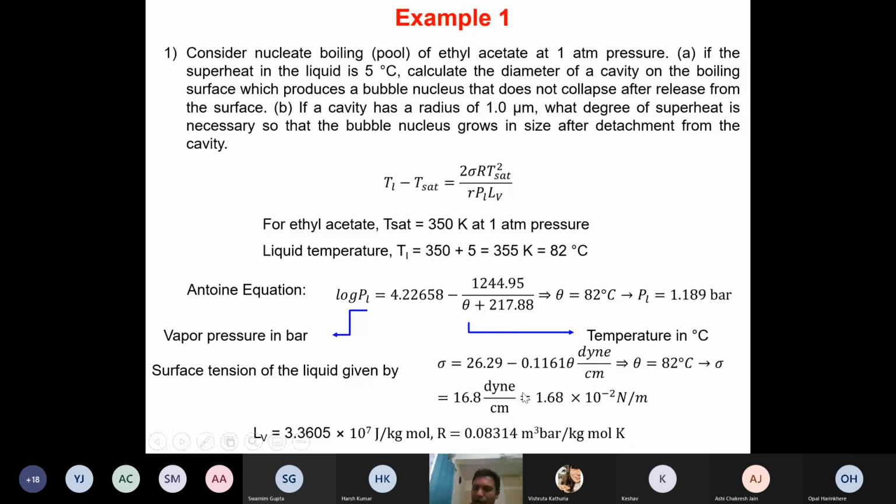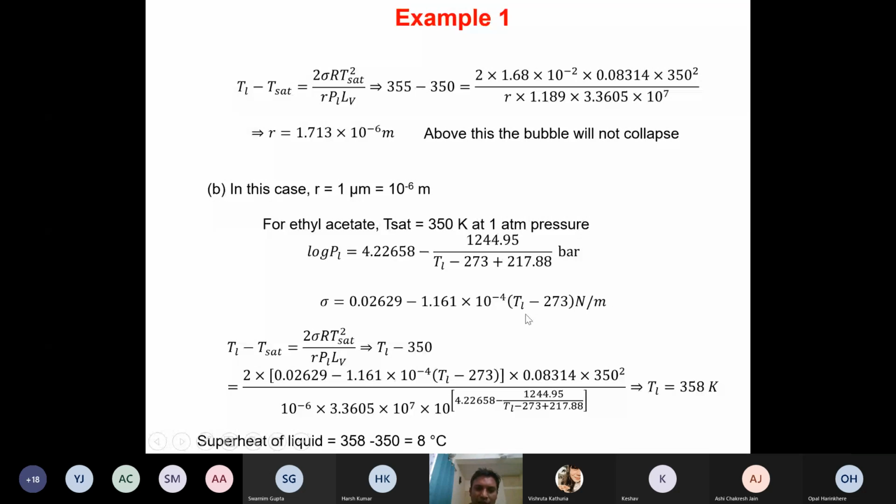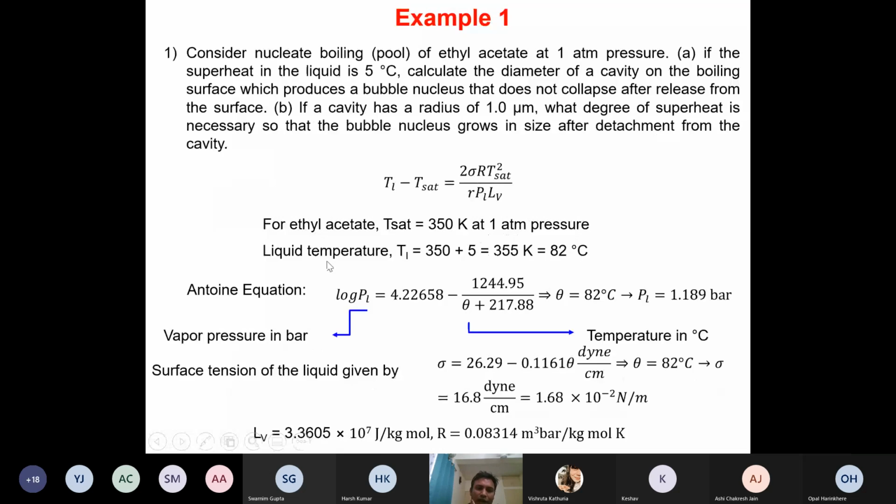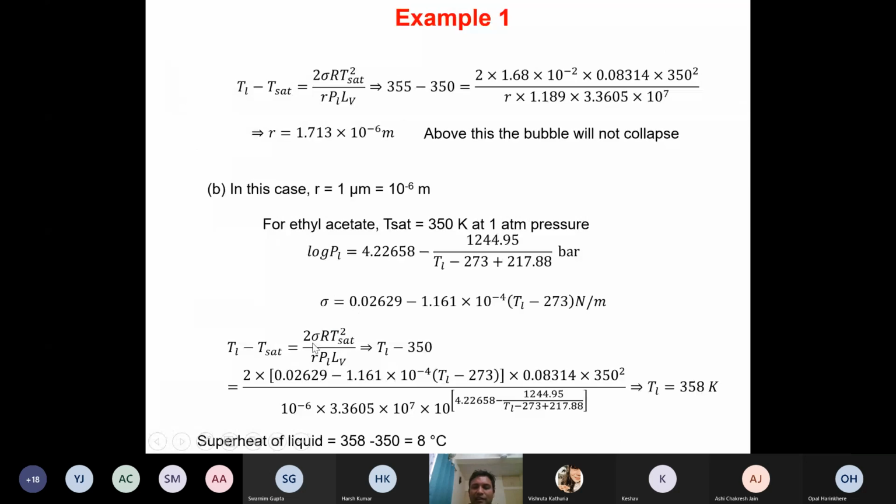So now we know sigma, we know PL, we can put it in this particular equation. So that I have done. We have sigma and PL in this particular equation. So this sigma is replaced and this PL is replaced by this entire equation. So now TL minus Tsat on the left, and the right hand side is also having an unknown TL, and in this entire equation the only unknown is TL. So we have to do a trial and error in order to calculate the value of TL. So by doing a trial and error here, the TL obtained is 358.